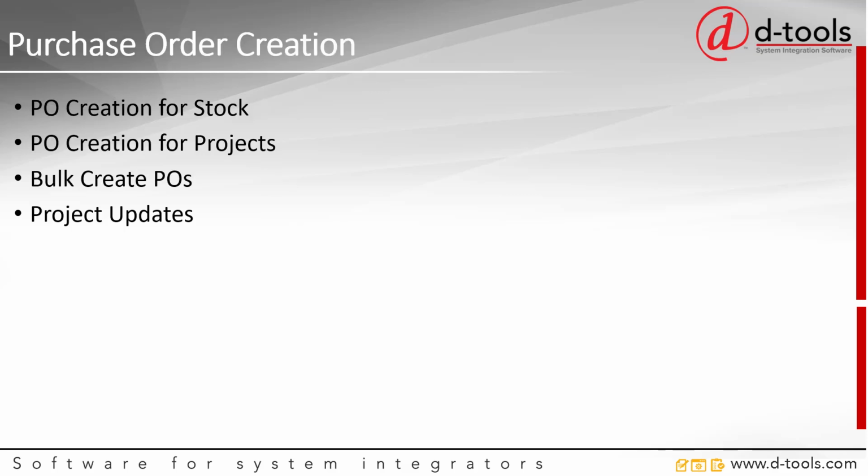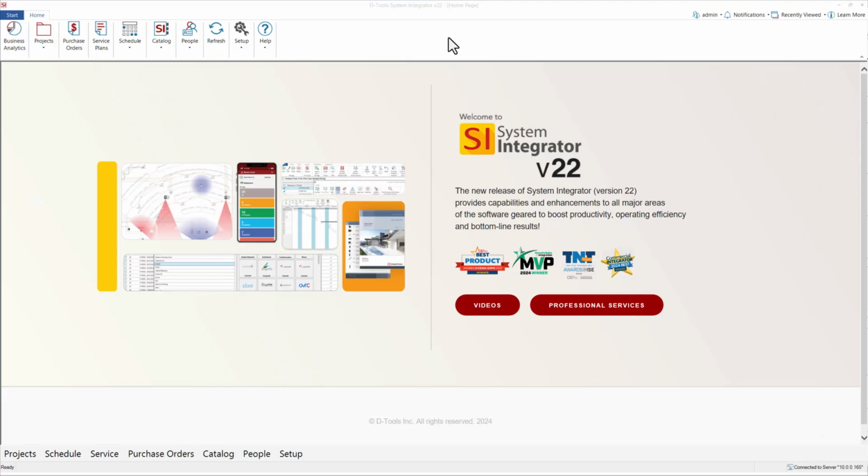In the next section, I'll show you how to create POs for stock items as well as for projects. Then we'll review bulk creation of POs, and we'll take a look at how this data is updated in your projects. Starting from the SI homepage, I'll simply click Purchase Orders.